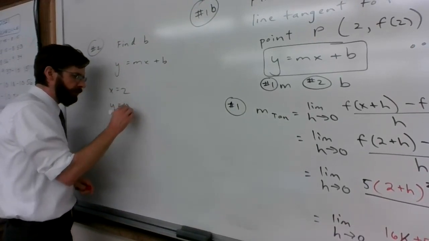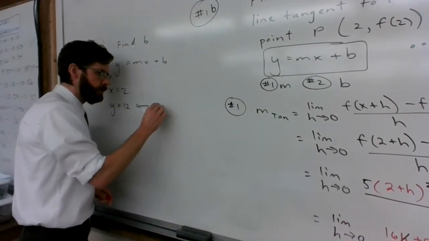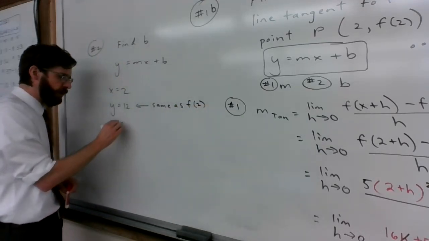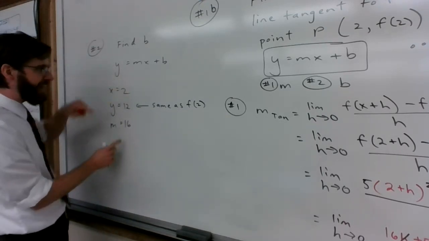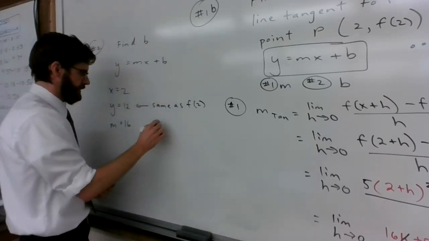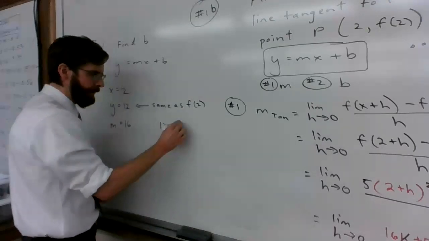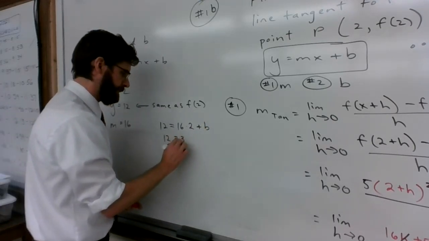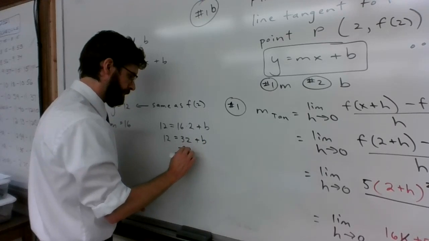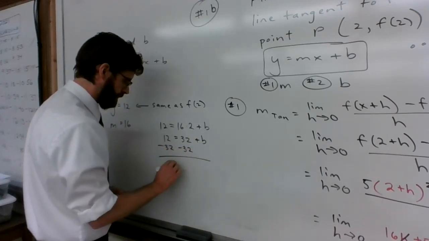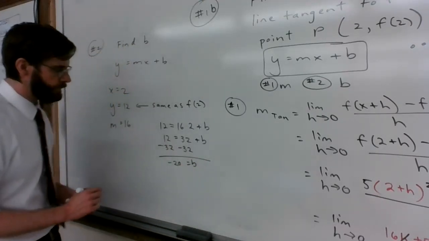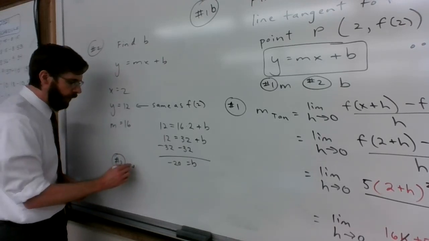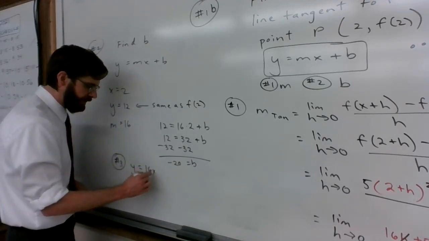So y equals 12 is the same as f of 2. And then, of course, we know our m is 16. We're going to plug those three items in for this equation. So y equals m times x plus b, and then get b by itself. And then step 3 is just to make sure you write the equation of that tangent line. y equals 16x minus 20.